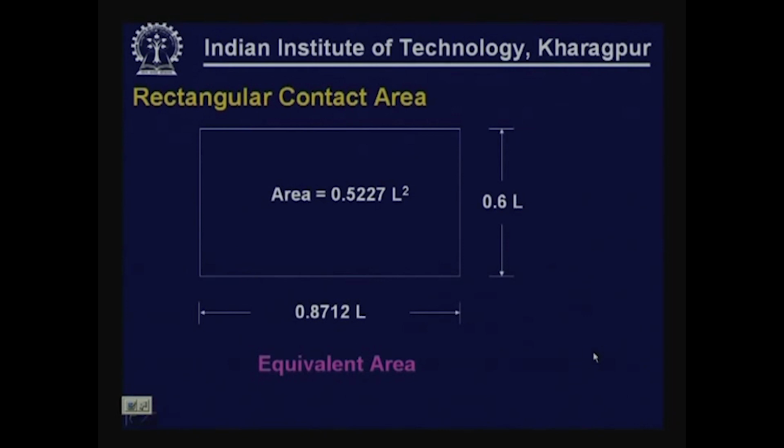We can also consider this to be a rectangular contact area, making the same assumption of 0.6 L to be the width. We can make slight adjustment to the total length. So then if the total area, as we had seen earlier, is 0.5227 L square, the length that we consider here would be 0.8712 L. So for a particular purpose, we want to further simplify the load contact area. This can be simplified as a rectangular area given by 0.6 L as the width and then 0.8712 L as the length.